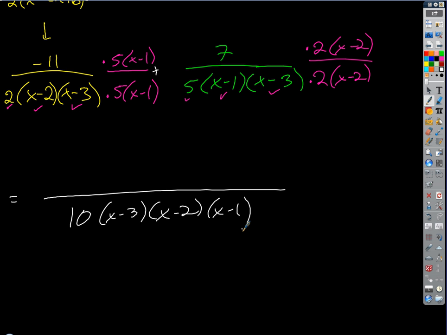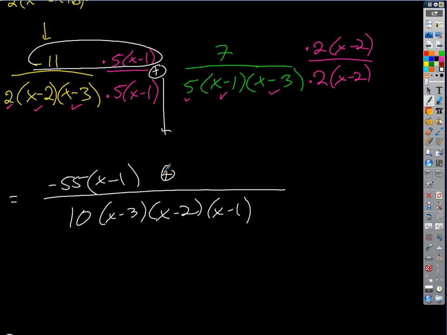What do I have on top? Well, there's my plus sign. Right? When we add up fractions, we get a common denominator and then we add the numerators, right? So what is my left numerator? It's going to be this whole thing. Negative 11 times 5 times x minus 1. Well, negative 11 times 5 is negative 55 times x minus 1, right? Plus the right numerator. Well, what does that simplify to be? 14 times the quantity x minus 2, right?